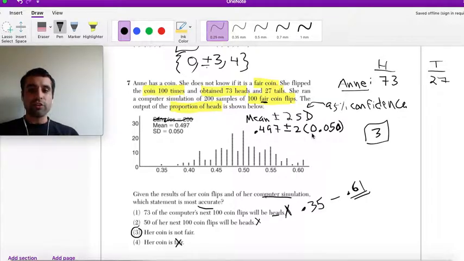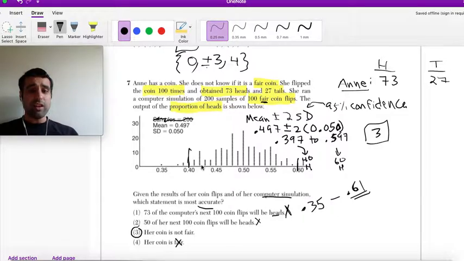So if you put it in the calculator, 2 times 0.05 is just 0.10. So 0.497 minus that will give you 0.397. And then the upper bound, when we add 0.1, will be 0.597. This corresponds to about 40 heads, and this corresponds to about 60 heads, right? Because you can't have 39.7 heads out of 100. So we expect 95% of the time to get between 40 and 60 heads.